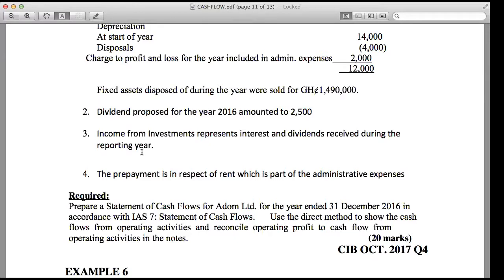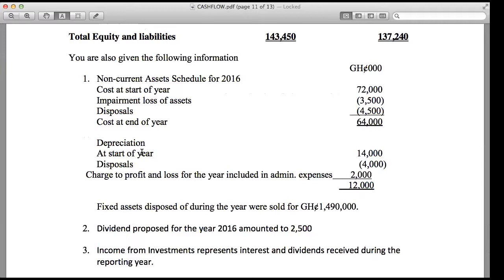Now let's go. As usual, right approach: requirement first, additional information, the trial balance or the financial statement. So let's go to the footnote. As usual, you know that in the cash flow, the footnotes are not many, not plenty. So now let's see note 1. It says that non-current asset schedule, that's the PPE schedule, for 2016 is as follows.